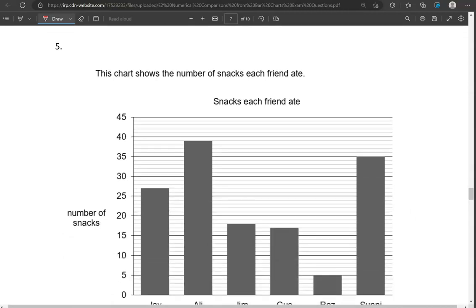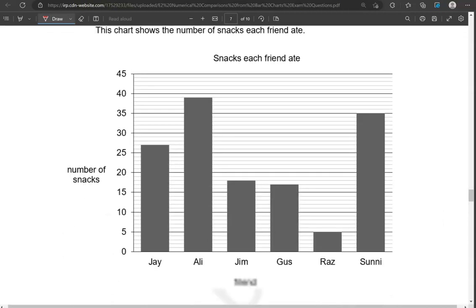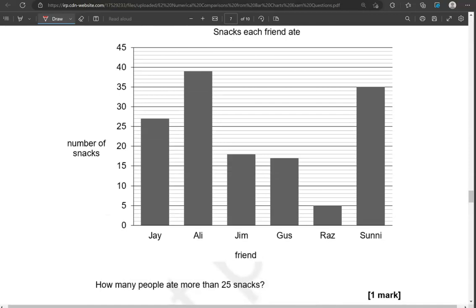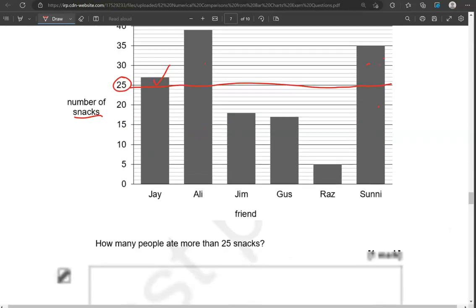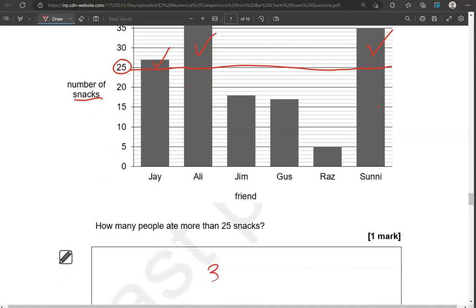This chart shows the number of snacks each friend ate. How many people ate more than 25 snacks? So that's 25 snacks. So more than 25, we have 1, 2, 3. Three people.